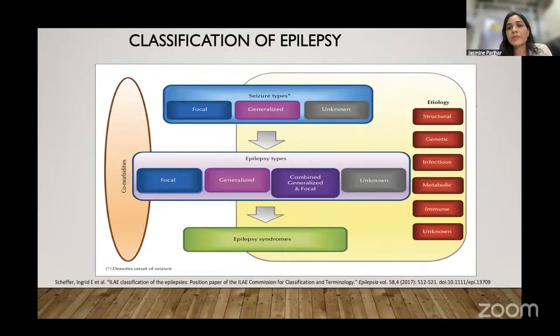For example, the patient comes with a seizure which is a focal seizure and has a temporal lobe semiology. Then we will classify the seizure as a temporal lobe focal seizure, and then we will classify the epilepsy as focal temporal lobe epilepsy.